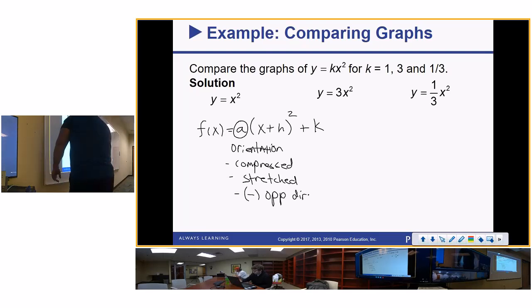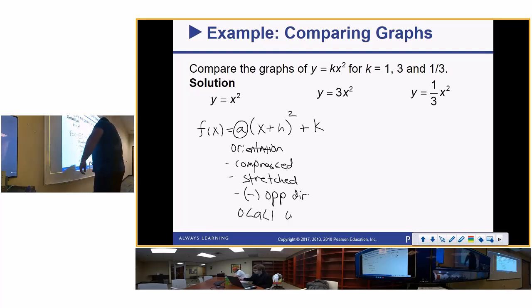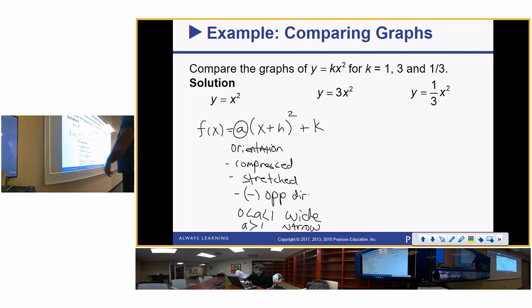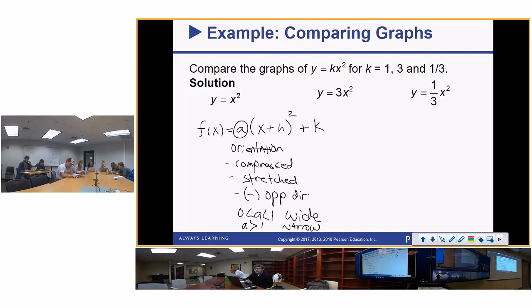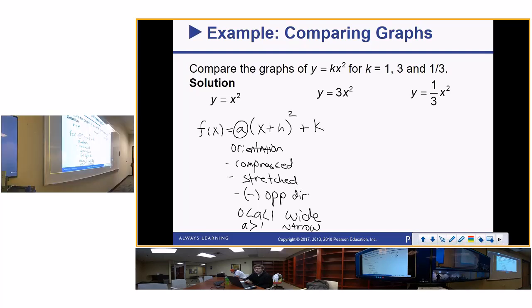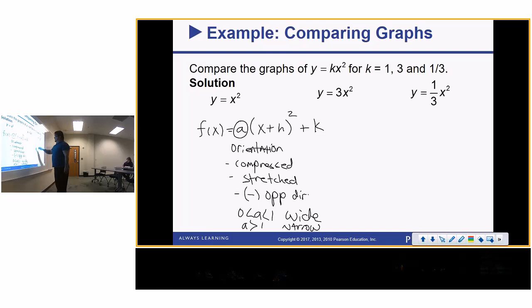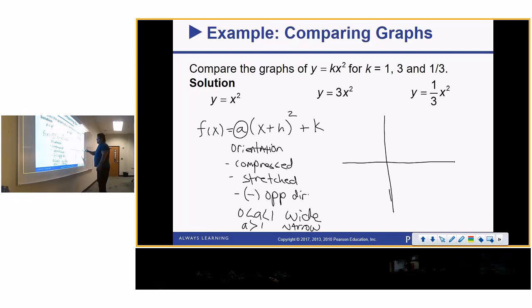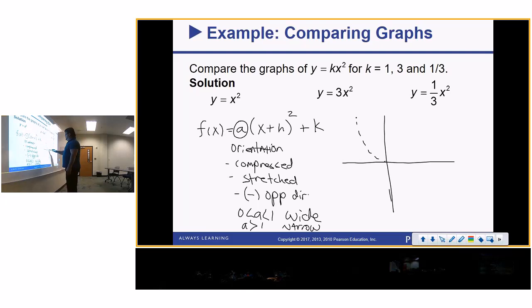Okay? What if A is between 0 and 1? If A is between 0 and 1, it's wider than the parent graph. If A is greater than 1, it's what than the regular graph? More narrow. We talked about that, right? Yes or no? I think we have. So here is y is equal to x squared. Everybody with me?